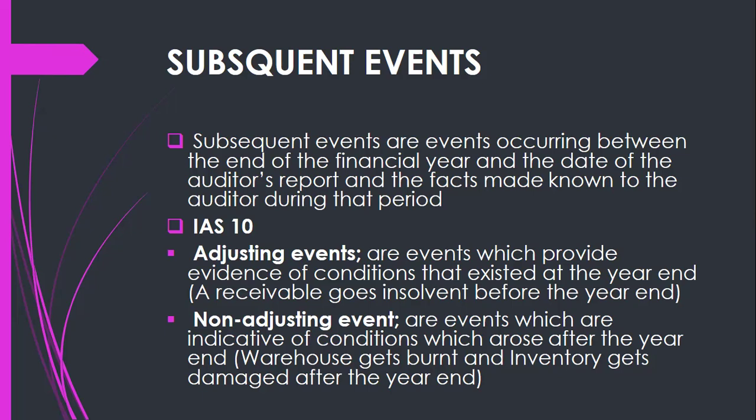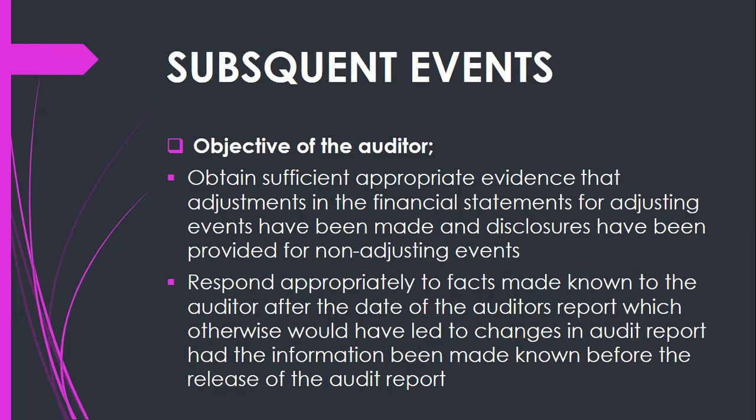So for adjusting events, when these conditions happen, they lead to adjustments in the financial statements. But non-adjusting events just lead to disclosures in the financial statements. So now this is where we go to the objective of the auditor. What is the objective of the auditor with respect to subsequent events? So the objective of the auditor is to obtain sufficient appropriate evidence that adjustments in the financial statements for adjusting events have been made and disclosures have been provided for non-adjusting events.